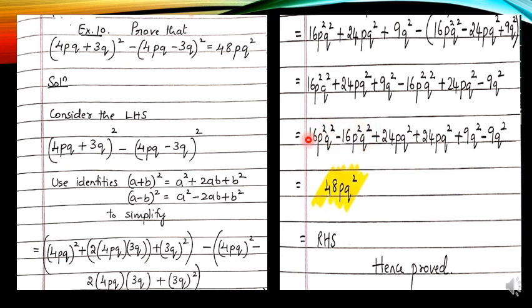So what can you do? They are equal and opposite, so it can be cancelled. Similarly, 9q square and minus 9q square can be cancelled. So what is remaining? Only these two. And they both are like terms. So if you add them, because they have plus sign, you are going to add them. So 24 plus 24 is 48pq square as it is. Observe the question. This is what they are asking you to show. So we proved that it is equal to RHS. We started considering the LHS and we showed that it is equal to RHS. So hence proved.